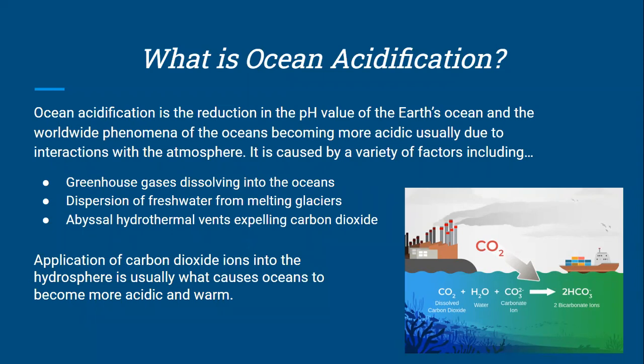And there are a lot of ways carbon dioxide can enter the water, such as the dispersion of fresh water from melting glaciers, abyssal vents expelling carbon dioxide from the deep oceans, and greenhouse gases dissolving into the waters, the latter of which is probably the most prominent. We'll discuss two of these carbon dioxide transmitters right now.